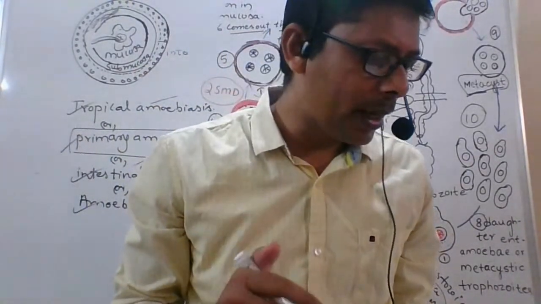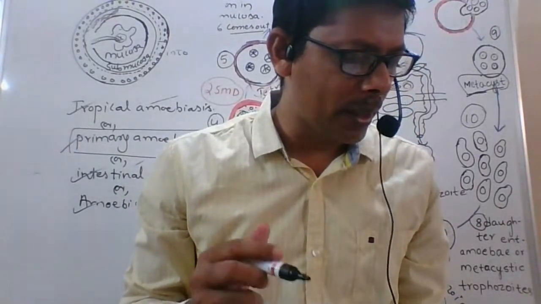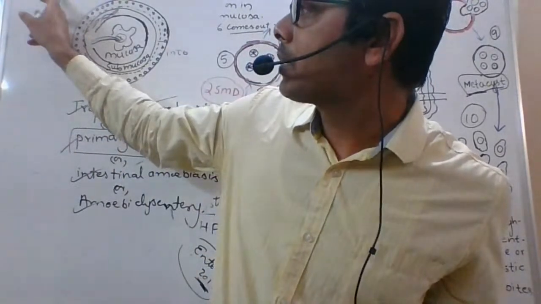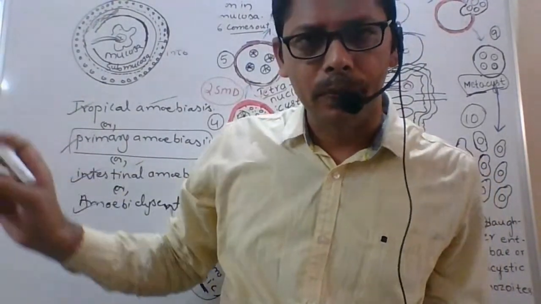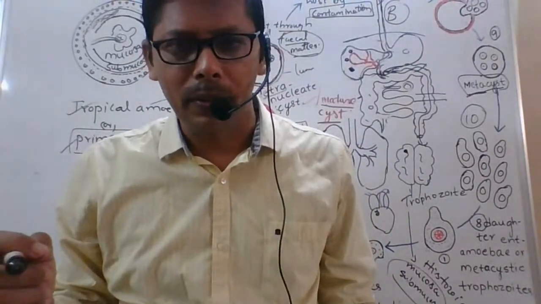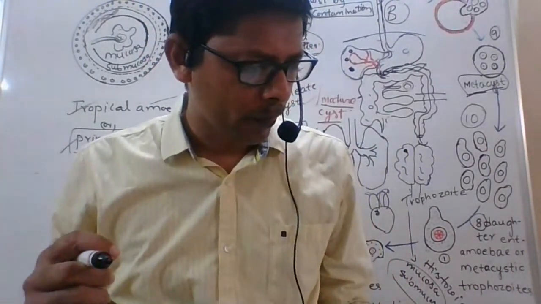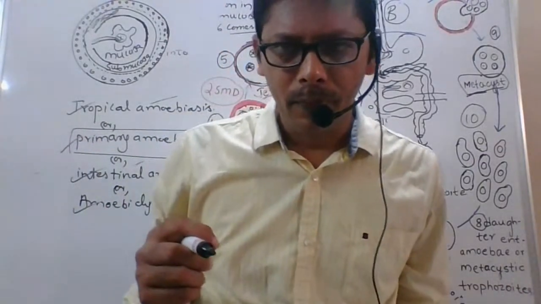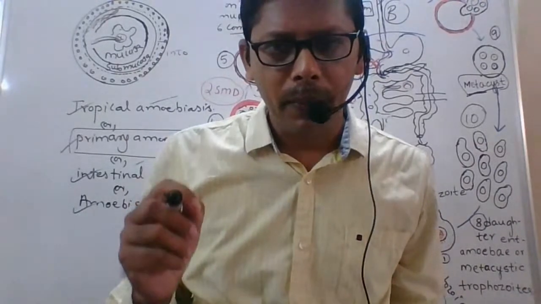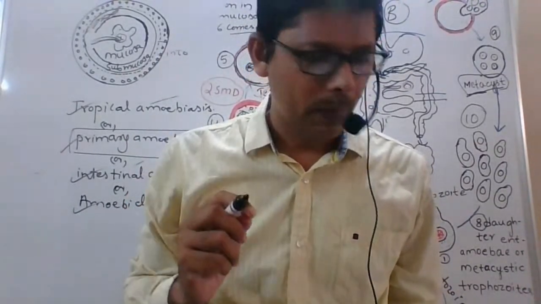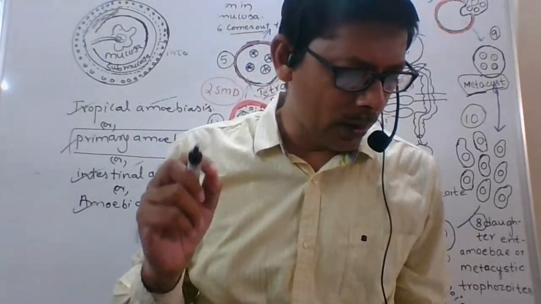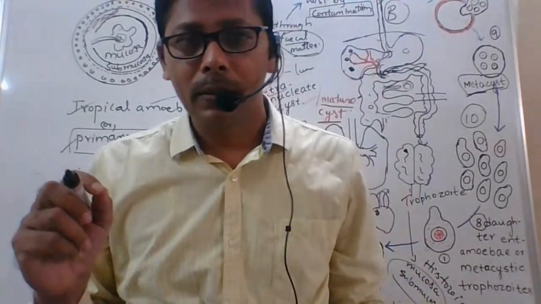Second bit. The daughter Entamoeba released into the lumen of the alimentary canal of man become, later they become into the trophozoite stage. After entering the lumen, the answer is pre-cystic stage. They transform into the pre-cystic stage. So the answer is 1. Let's look at the third one.